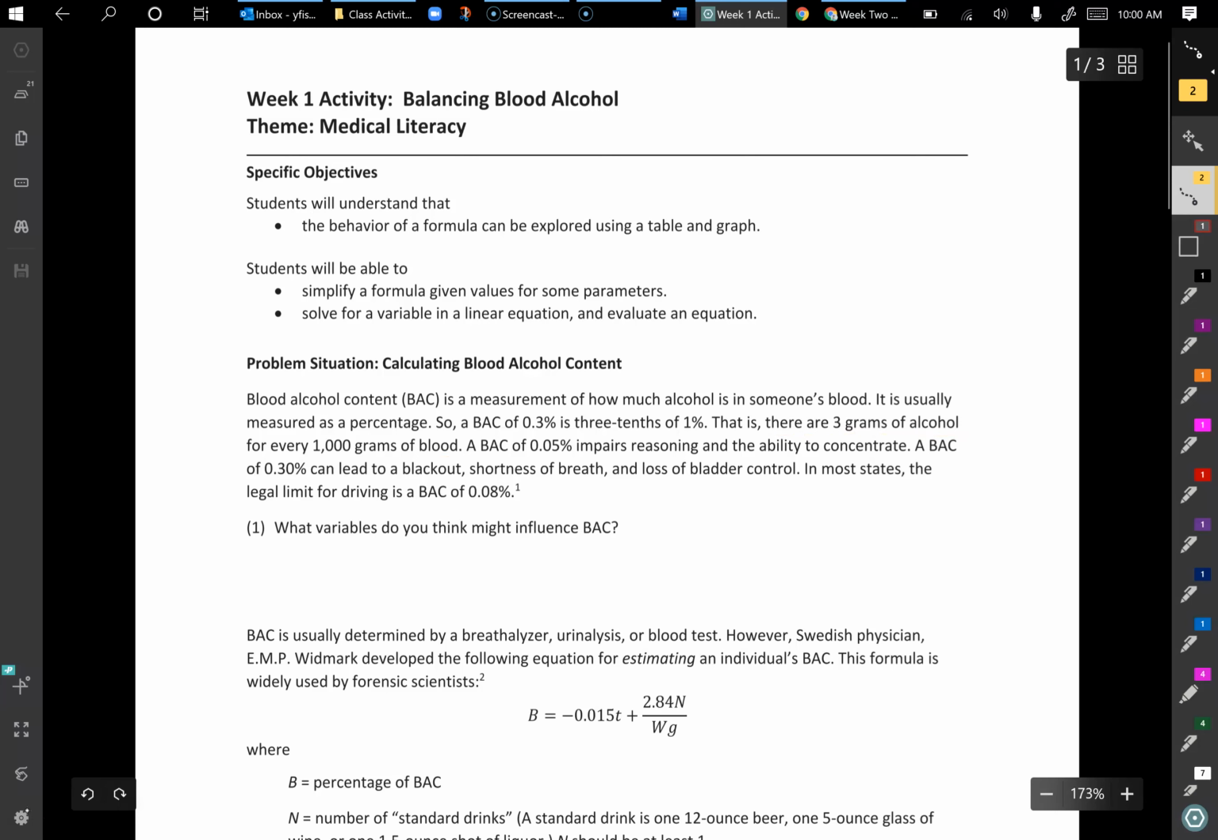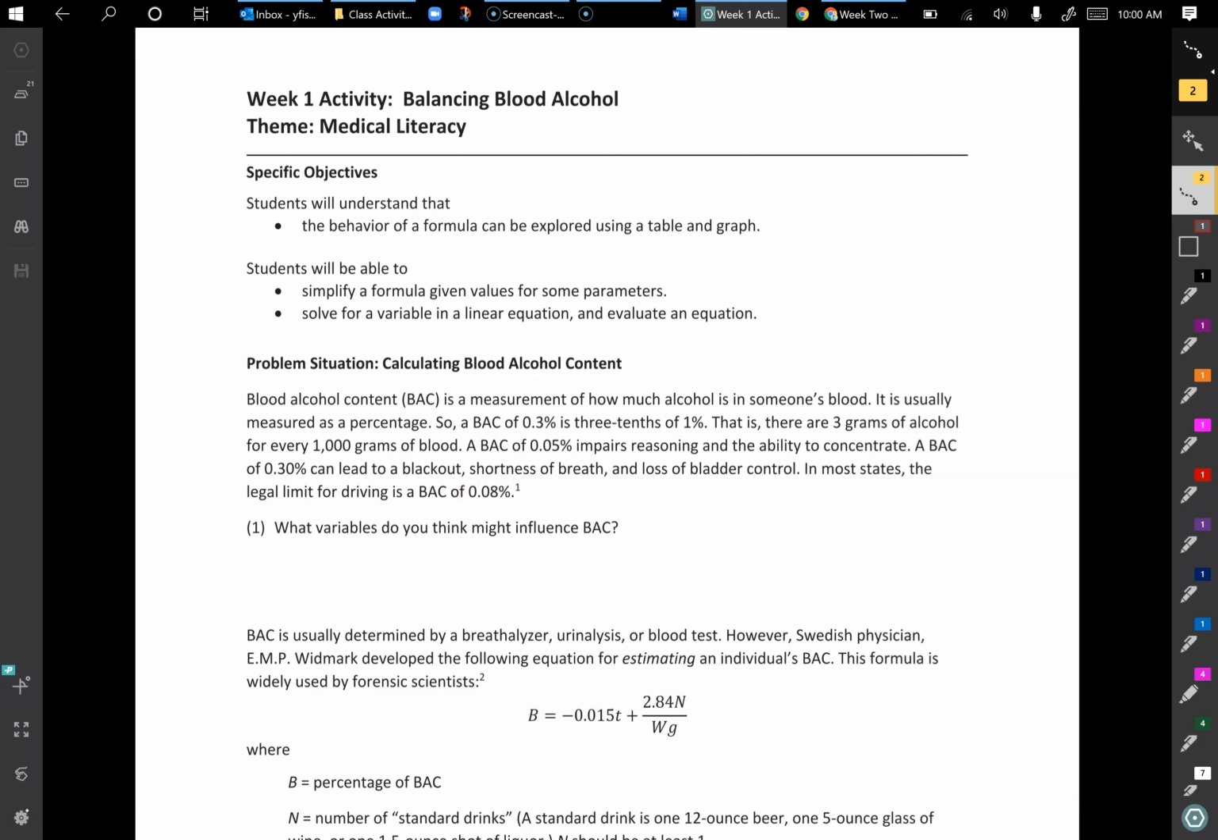A BAC of 0.05% impairs reasoning and the ability to concentrate. A BAC of 0.3% or 0.30, they write it, it's the same thing, can lead to a blackout, shortness of breath, and loss of bladder control. In most states, the legal driving limit is a BAC of 0.08%, so way under that.